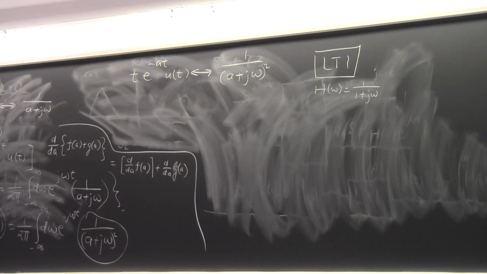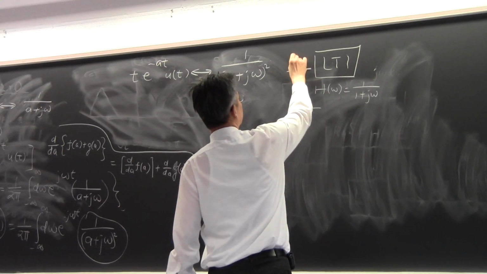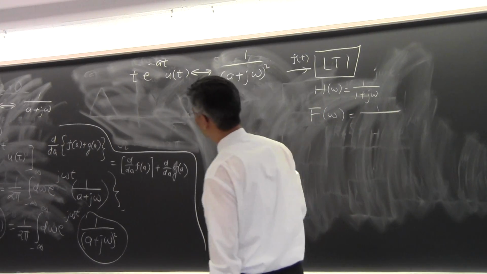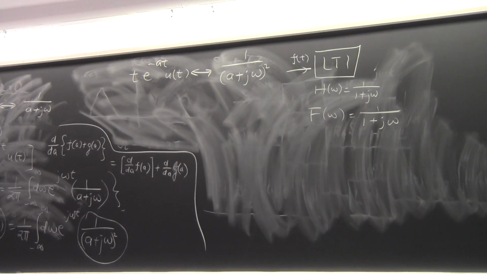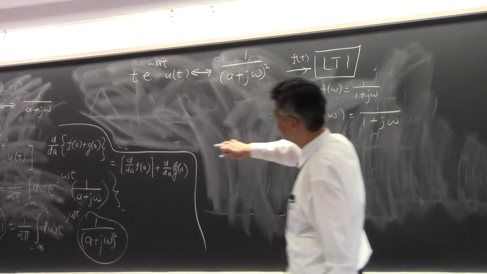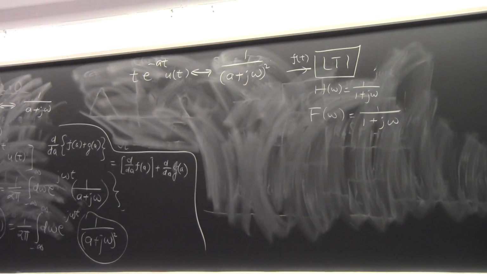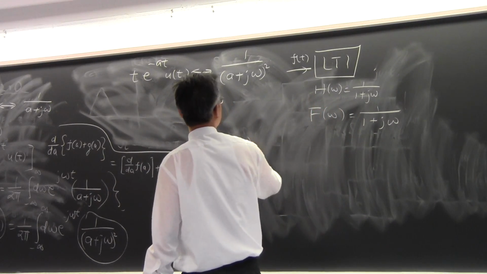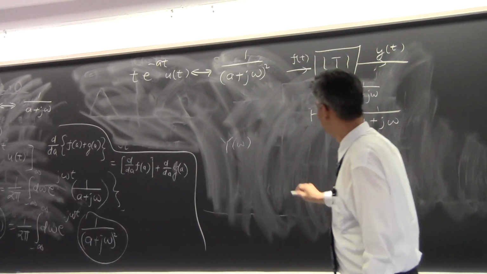With a equals 1, so if I have f of t coming in here, F of omega is actually equal to 1 over 1 plus j omega, because a equals 1 over here. If I use this identity, which I derived over here, that F of omega equals that. Then what is Y of omega? If this is y of t coming out here, Y of omega should be equal to what?